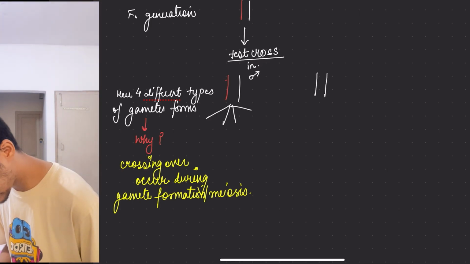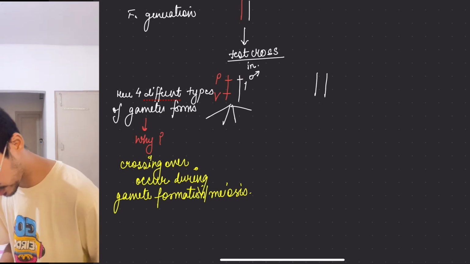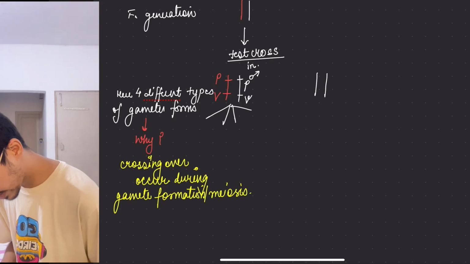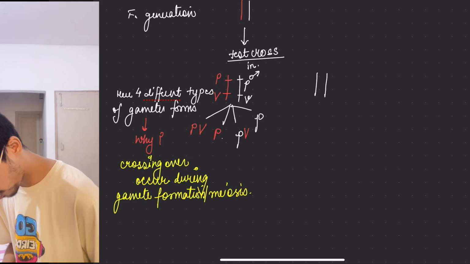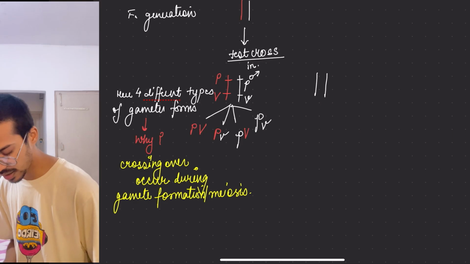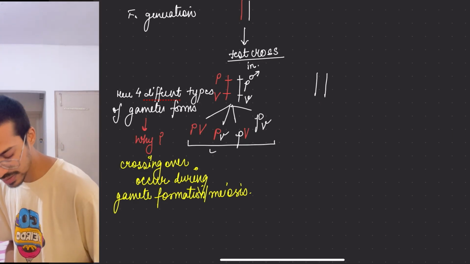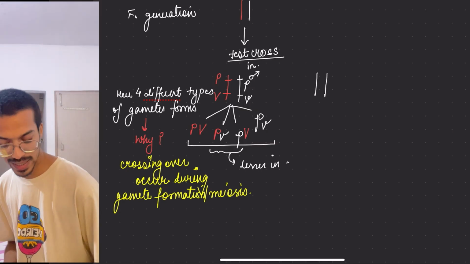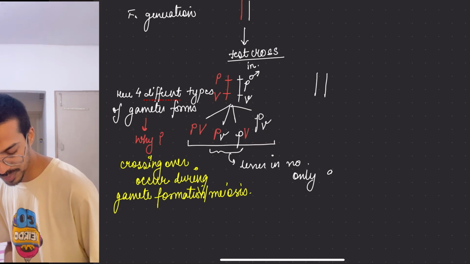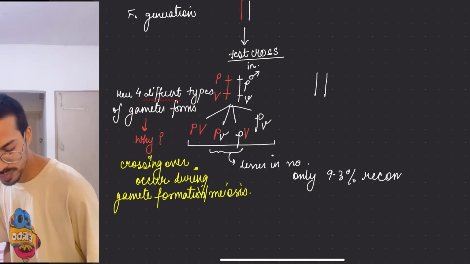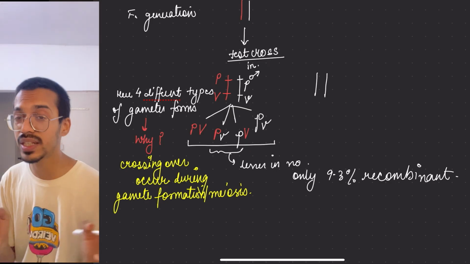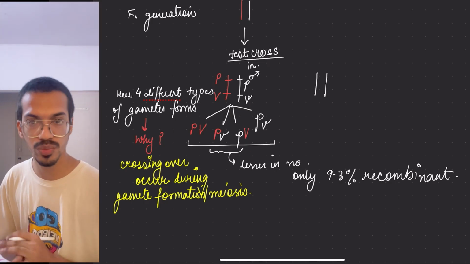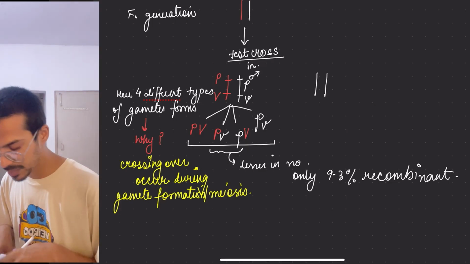For example, this is capital P, capital V, and this is small p, small v. So the options that form are capital P, small v, and small p, capital V. So these are the gametes formed, although these were lesser in number. That's why only 9.3% recombinant. I hope this thing is understood over here. It formed but less. This is incomplete dominance. Oh, sorry, incomplete linkage. Proper linkage is not there. New recombinants came up. Why they came up, we have written up.